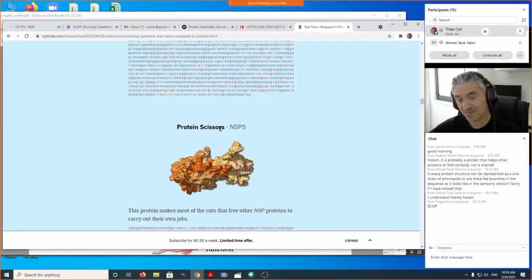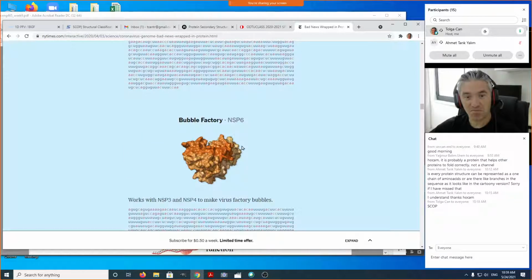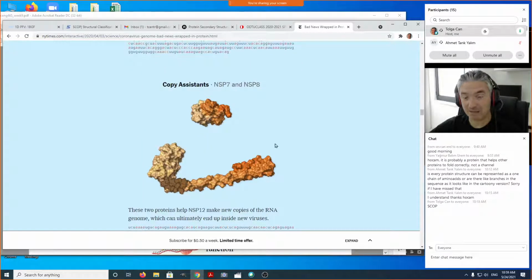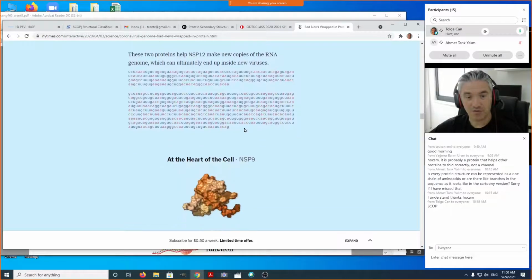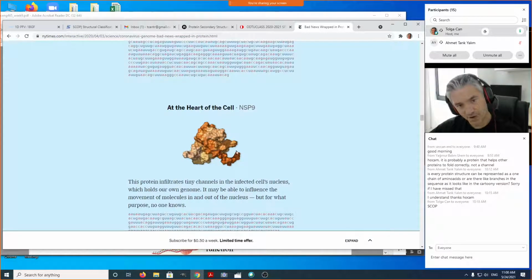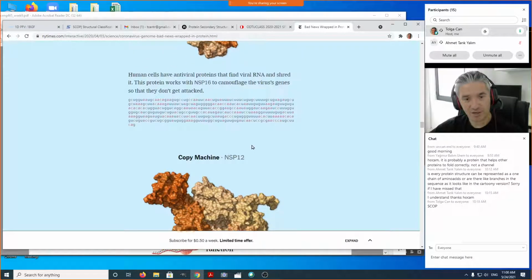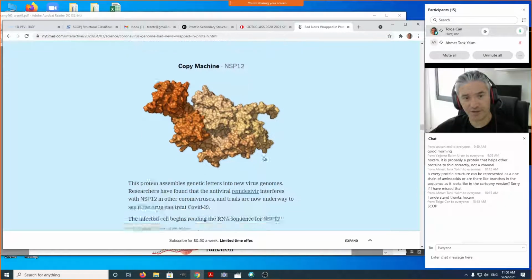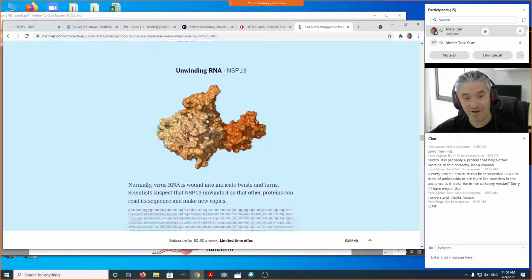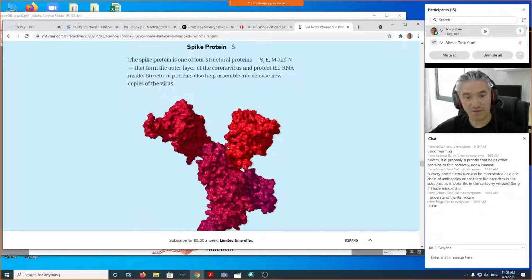Protein scissors, so it cuts other free NSP proteins. Another one, bubble factory, copy assistants. In order for the virus to copy itself, these, as you can see, this one has a really different shape. This one, too. They work together at the heart of the cell. This is also like a finger here, as you can see, probably very important to its function. Genetic camouflage, copy machine, which is a larger protein, as you can see. Unwinding RNA, viral proofreader, cleaning up, more camouflage, spike protein.